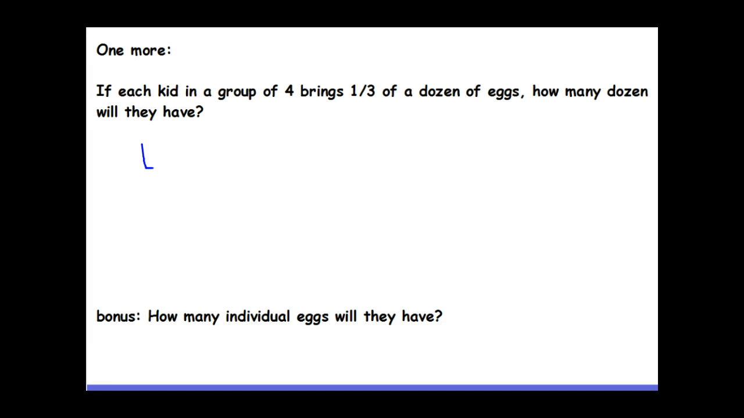So we have 4 kids who each brought 1/3 of a dozen of eggs. Well, 4 times 1 is 4, and 1 times 3 is 3. So we have 4/3 of a dozen. Let's take our 4 and divide it by 3. See if you can go ahead and finish up the fraction. Again, stop the video if you need to.